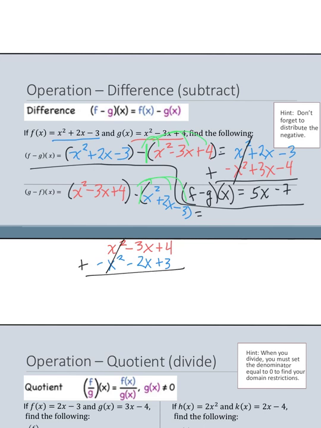Again, the x squareds have opposite signs, so they cancel. A negative 3 and a negative 2 gives you a negative 5x, because the variable string doesn't change. 4 plus 3 is 7. So you essentially have the opposite signs as the previous answer when you switch them around. So g minus f of x equals.